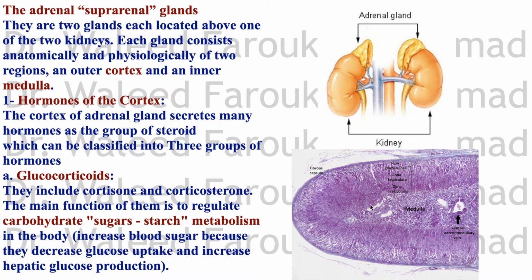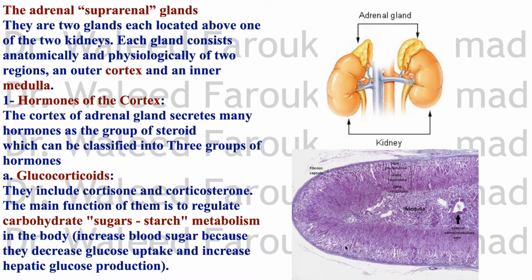Even the cortex is divided into zones, and each zone is responsible for secretion of a type of hormones. And the cortex, by the way, is essential to life. It controls many things in the body. Hormones of the cortex: it secretes many hormones as a group of steroids, which can be classified into three groups: glucocorticoids, mineralocorticoids, and sex hormones.